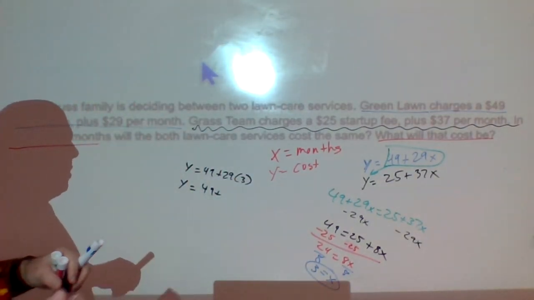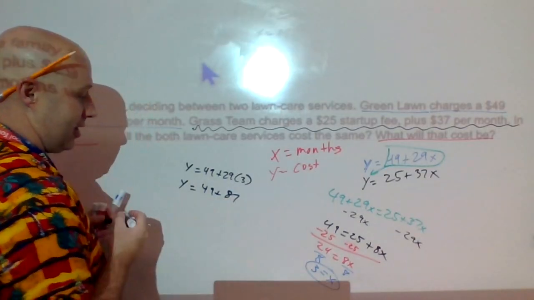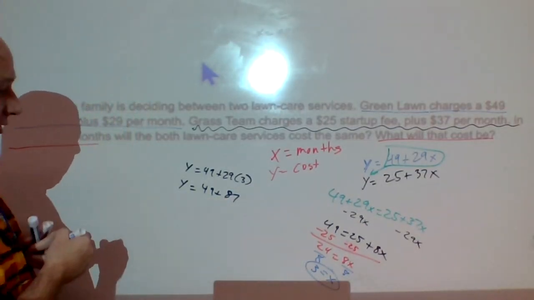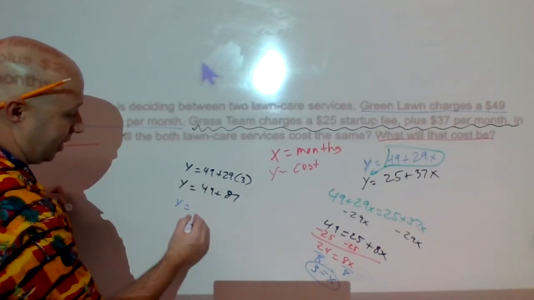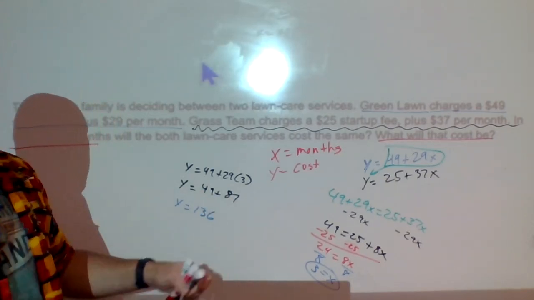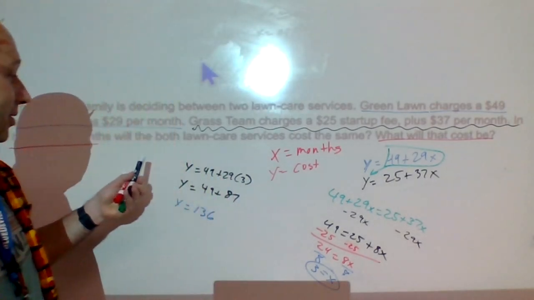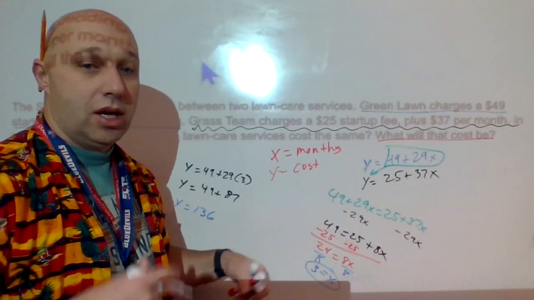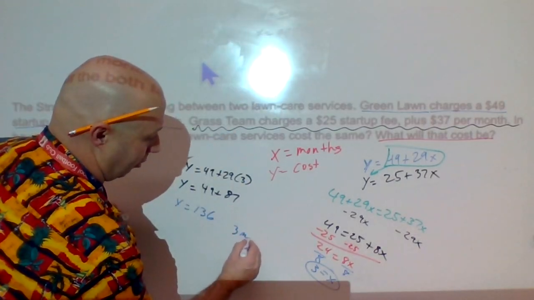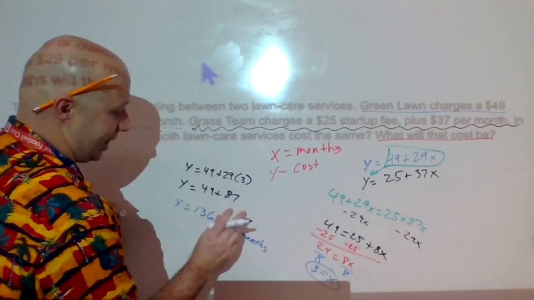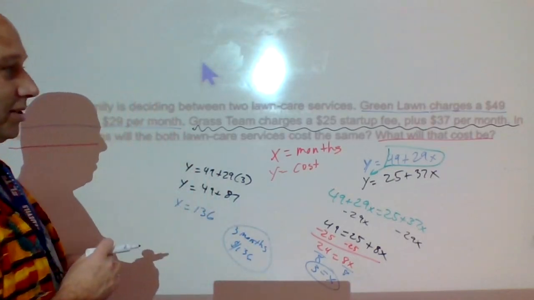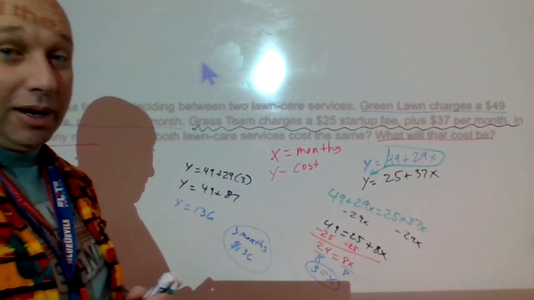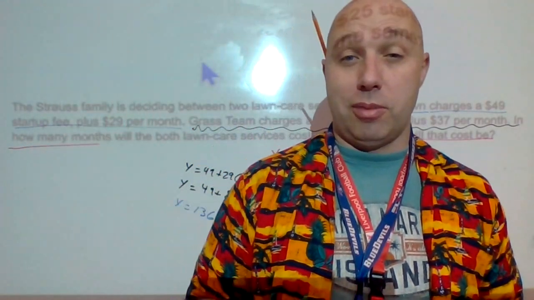29 times 3 is 87. And then we're going to do 49 plus 87, and 49 plus 87, do not mess up the last problem, is going to be 136. So what do those two numbers mean? Well, we know that x represents months and y represents cost. So that means at 3 months they will be the same, and that cost will be $136. And so my job as a consumer is to decide, am I going to have lawn care services for more than 3 months or less than 3 months?